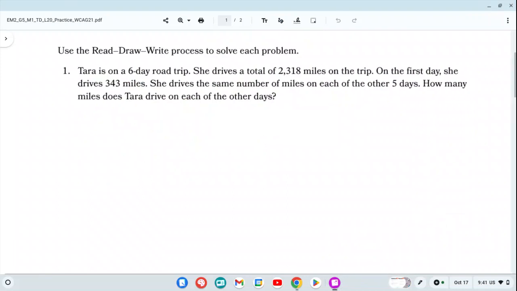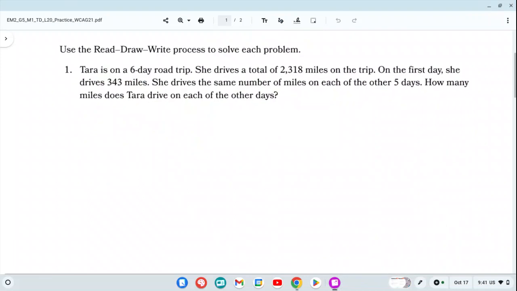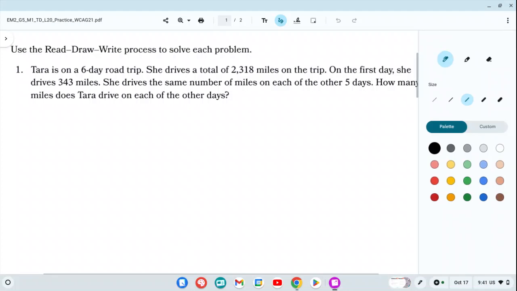All right, turning the page, we have Tara now. Tara is on a 6-day road trip. She drives a total of 2,318 miles on the trip. On the first day, she drives 343 miles. She drives the same number of miles on each day of the other 5 days. How many miles does she drive on each of the other days?